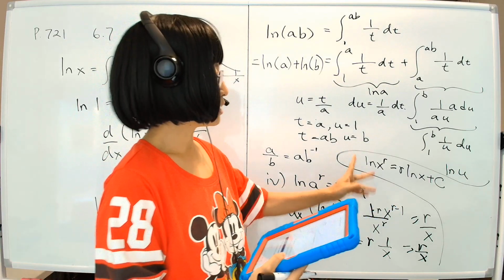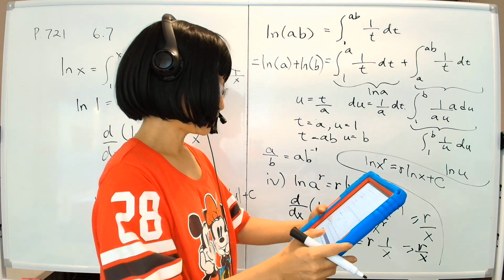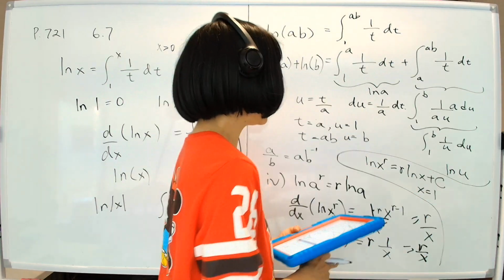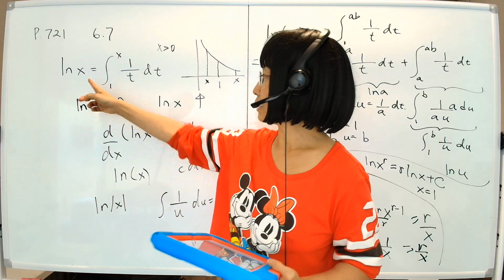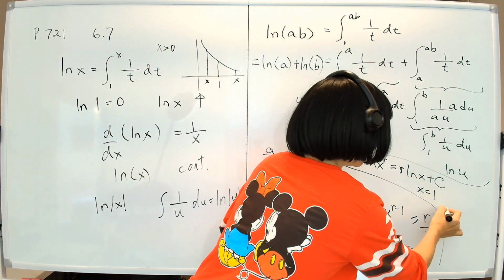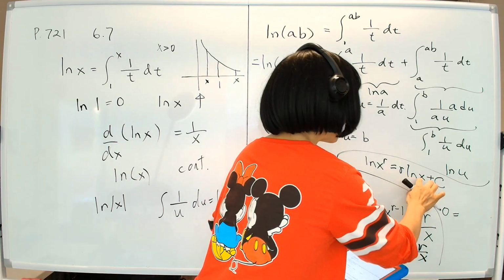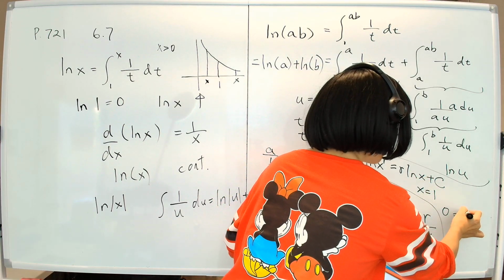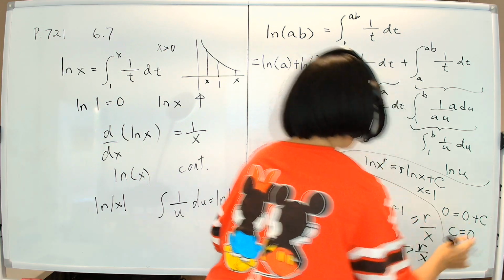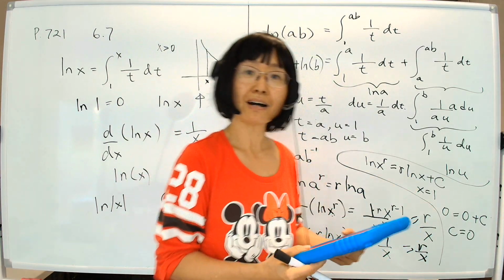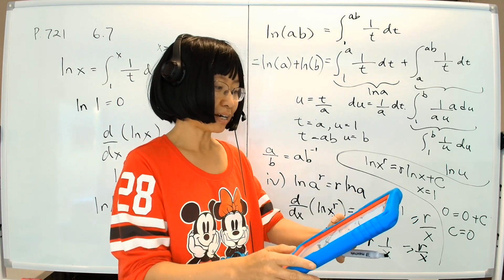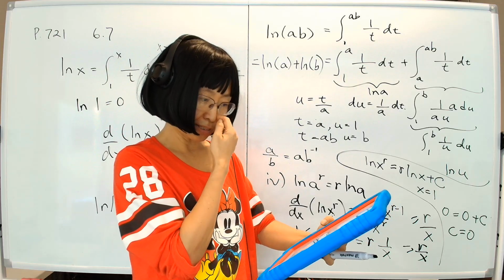To figure out what the constant is, there's a very simple trick: we let x equal 1. Why? Because we have already defined right here that the natural log of 1 is 0. So this is 0, and 0 equals r times natural log of 1, which is also 0, plus c. So the constant is therefore 0, which means these two functions are identical. So that is how the natural log version is proven.